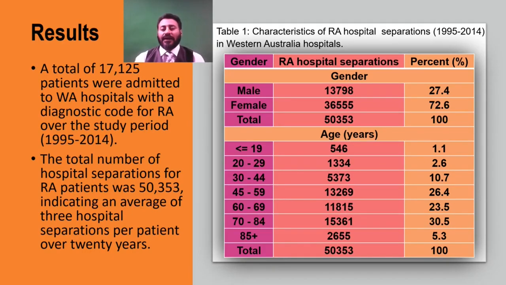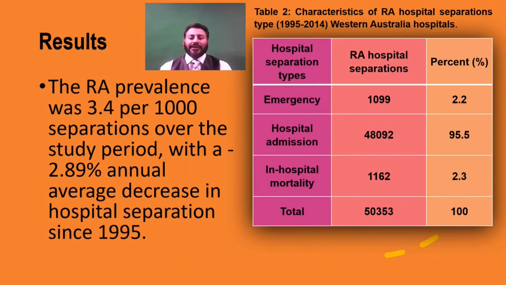In the age group, the highest hospital separation is in the age group of 70 to 84 with 15,361 hospital separations, around 30% of the hospital separations during the study period. The rheumatoid arthritis prevalence was 3.4 per 1,000 separations over the study period with a 2.89% annual average decrease in hospital separations since 1995.